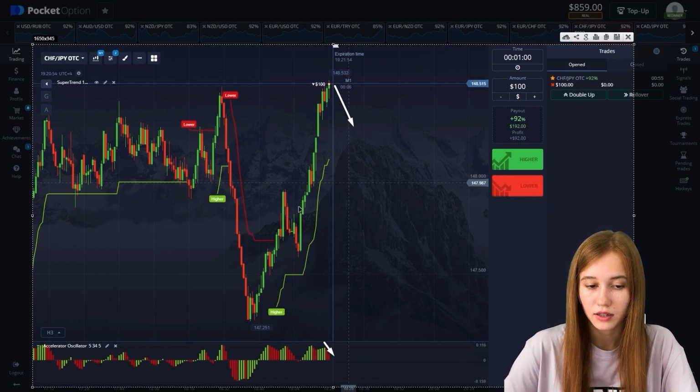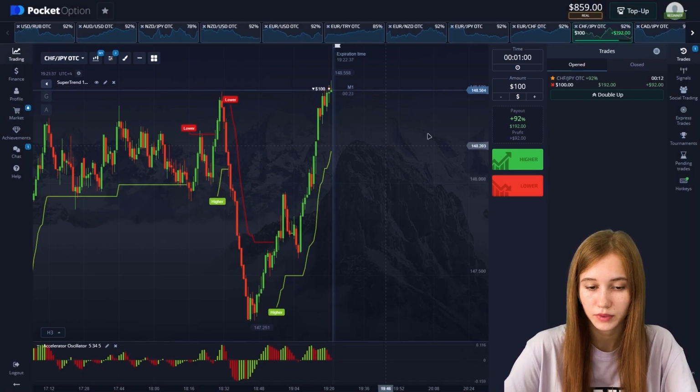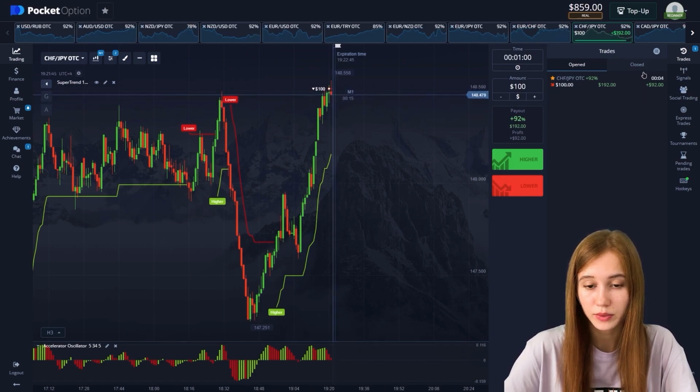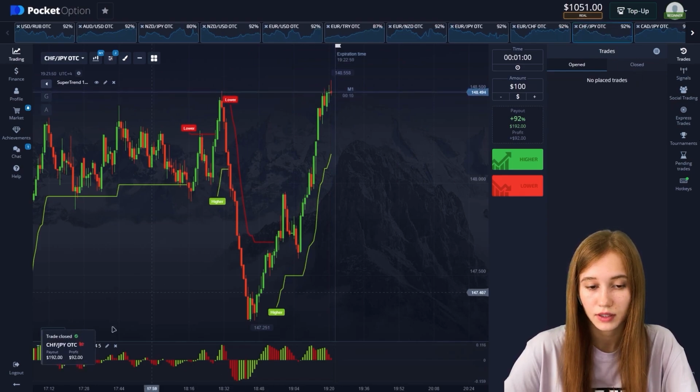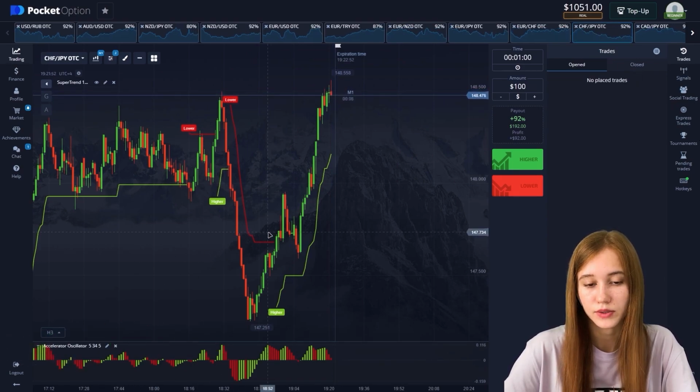Although this zigzag shows that the trend is upward, so let's see. 10 seconds left. Some corrections we see. 3 seconds left. And plus the yield $92, good.